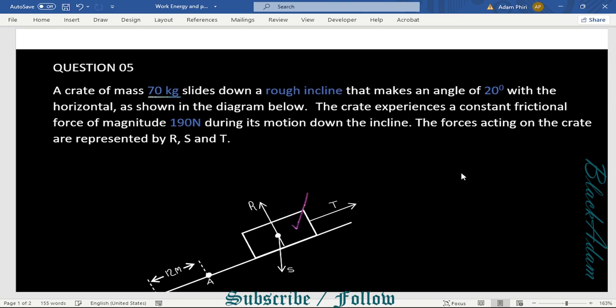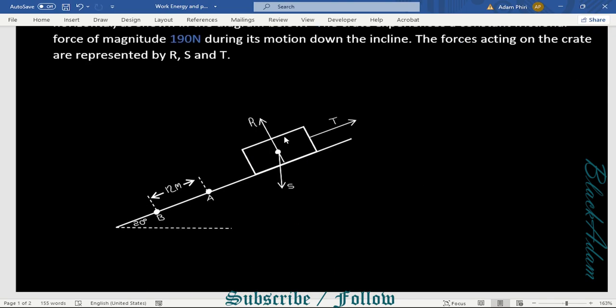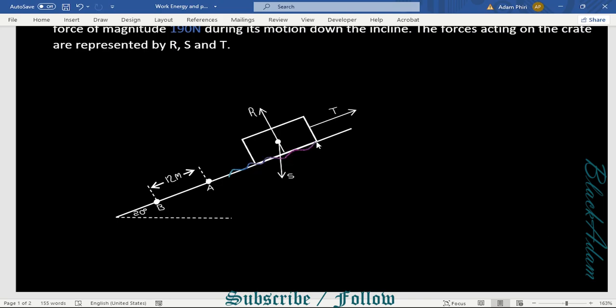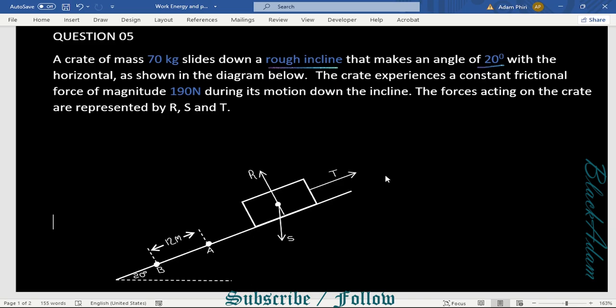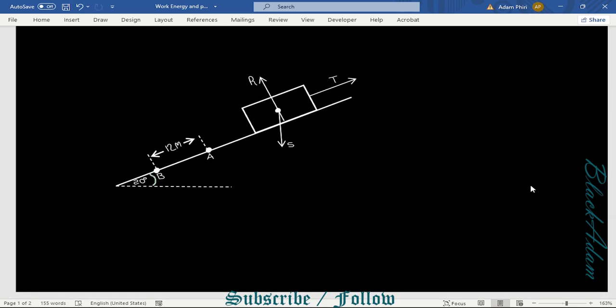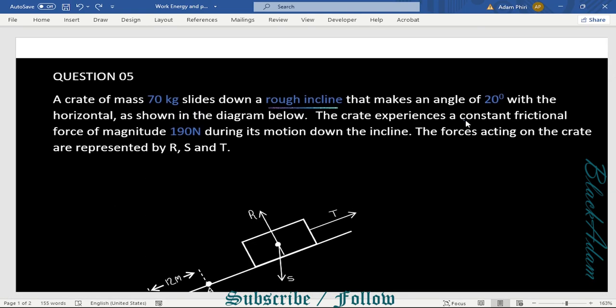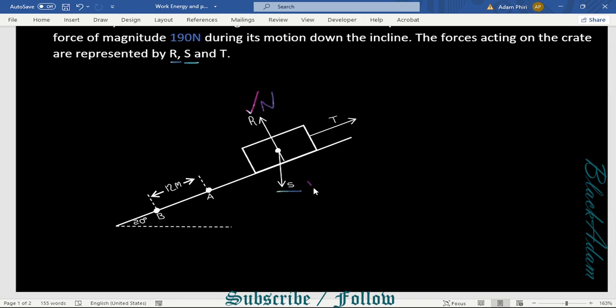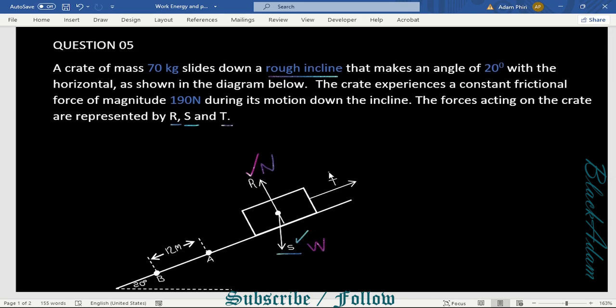Welcome to physics class. We have a 70 kg object on a rough surface, inclined at 20 degrees, with a constant frictional force of 190 newtons. The forces acting are the normal force, weight, and friction.